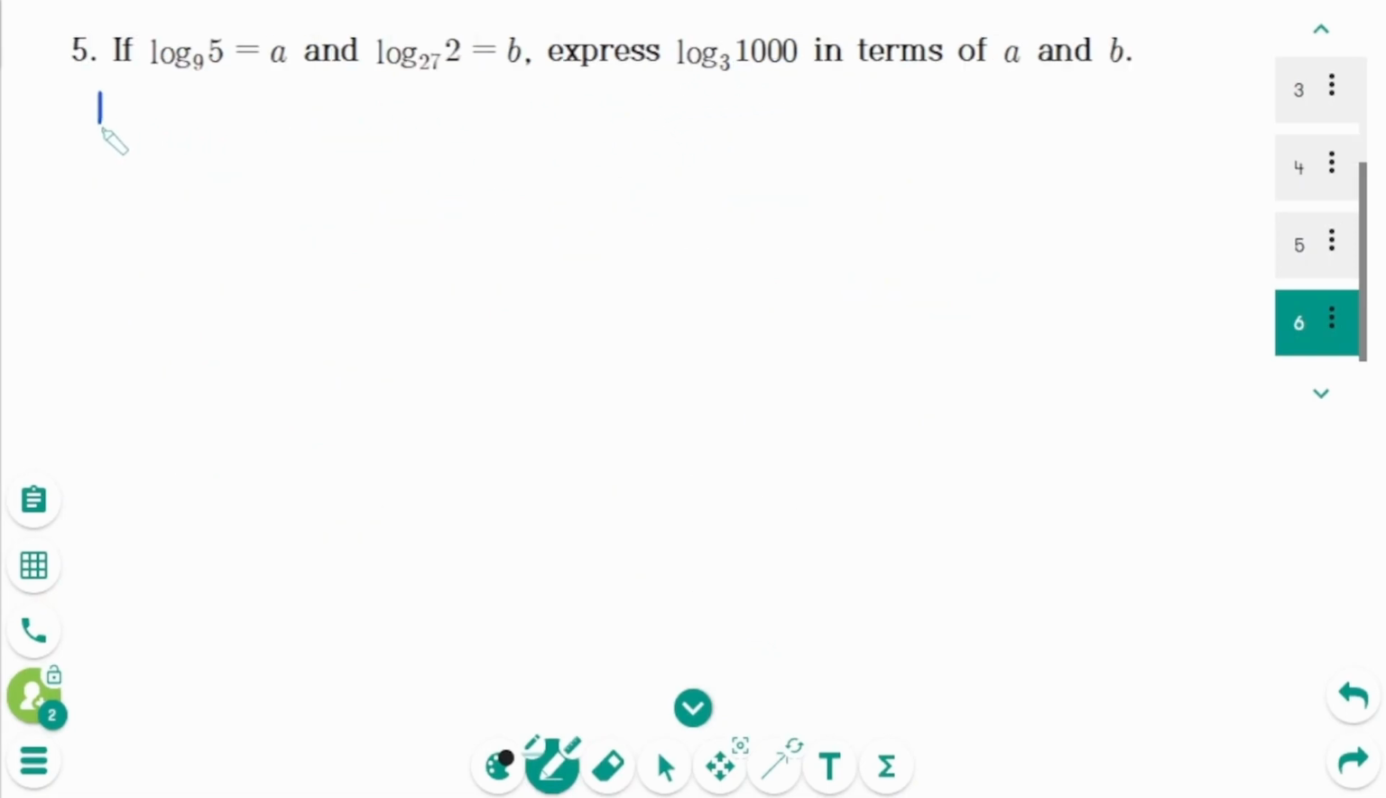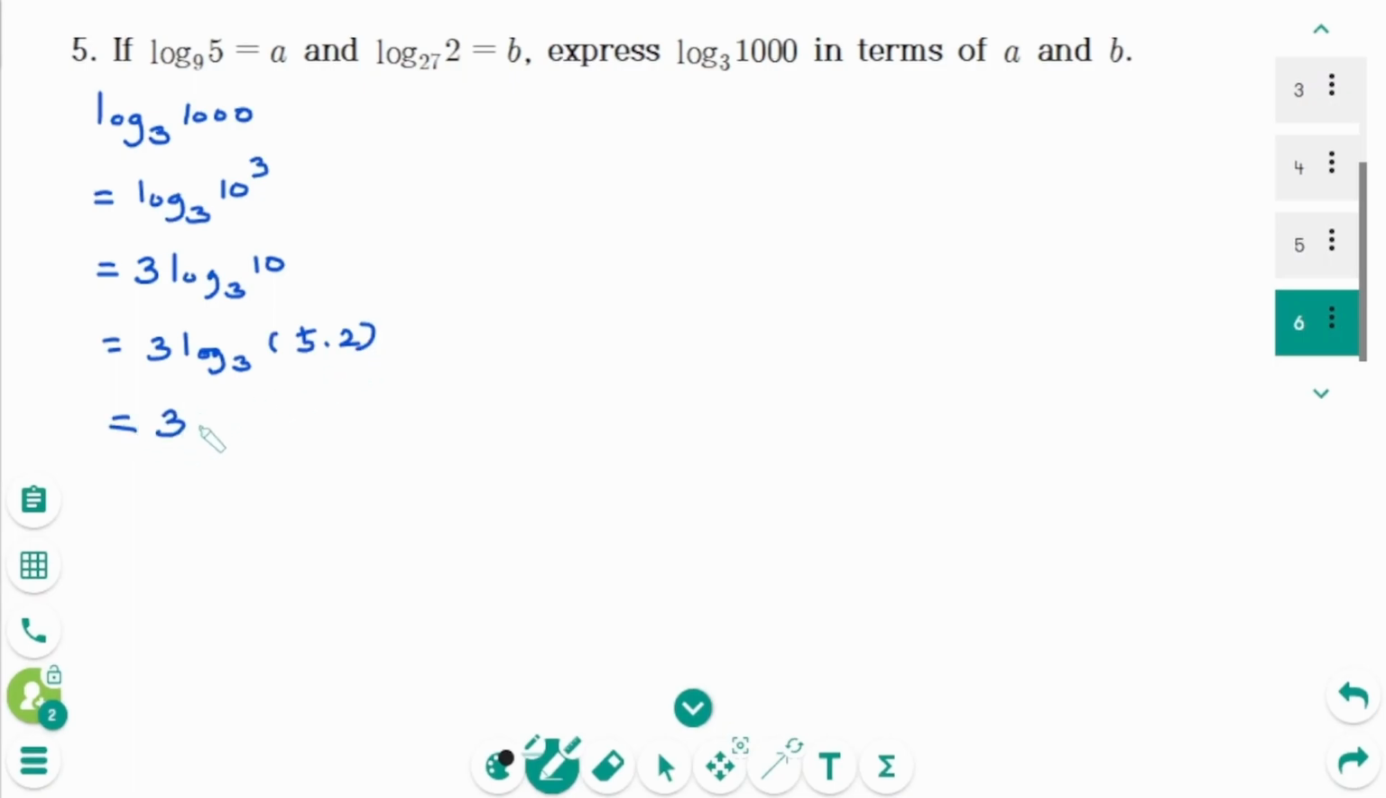Question 5. Log base 3 of 1000 equals log base 3 of 10 to the power of 3. Then 3 moves here. 3 times log base 3 of 10, and 10 equals 5 times 2. Then use the product rule. 3 times, log base 3 of 5 plus log base 3 of 2, equals 3 times.